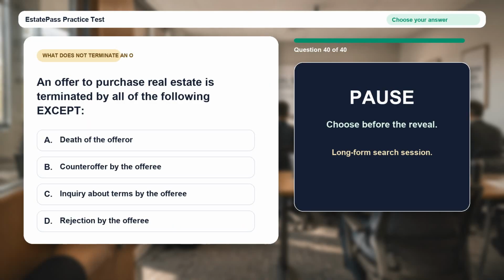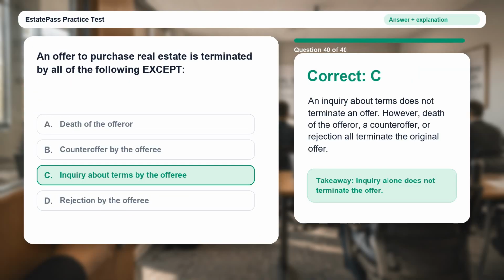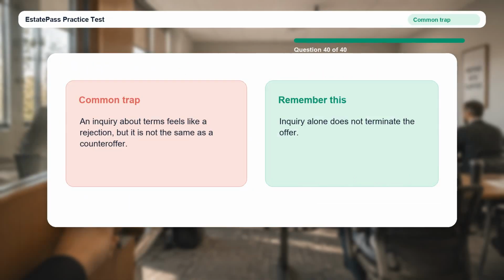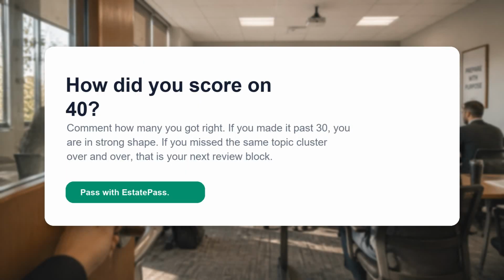Question 40. An offer to purchase real estate is terminated by all of the following except. Your choices are A. Death of the offerer. The correct answer is C. Inquiry about terms by the offeree. Explanation: an inquiry about terms does not terminate an offer. However, death of the offerer does. Common trap: an inquiry about terms feels like a rejection, but it is not the same as a counteroffer.